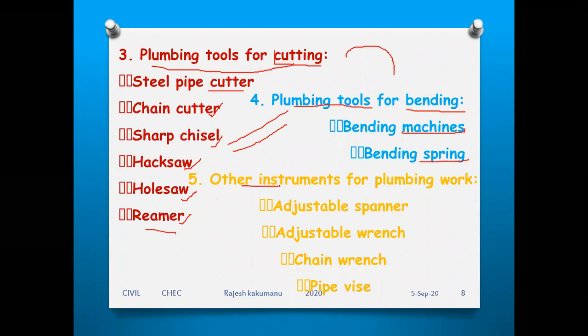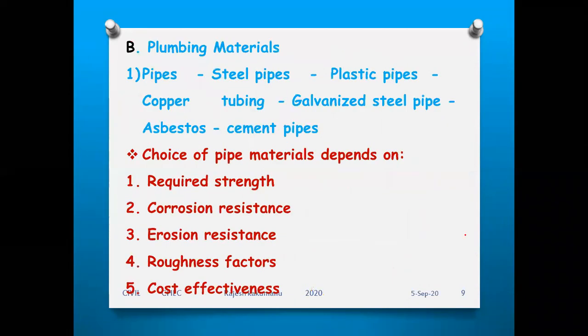Next one. Other instruments used for plumbing. What are the other instruments used for plumbing? The general miscellaneous instruments like adjustable spanner, adjustable wrench, chain wrench, and a pipe vise. So like this, a plumber should have all these items in his bag before going for any plumbing operation. Right?